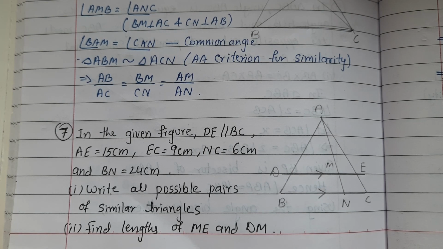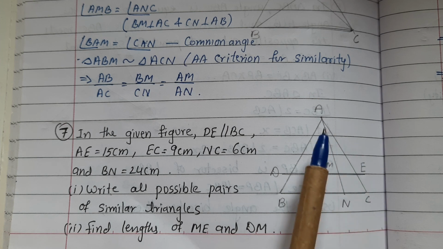Sum number 7. In the given figure, DE is parallel to BC. AE is 15 cm, EC is 9 cm, NC is 6 cm, BN is 24 cm. First part, write all possible pairs of similar triangles. Second part, find the length of ME and DM.